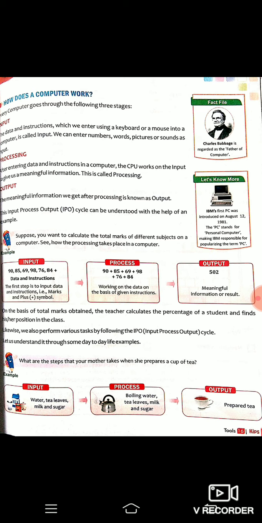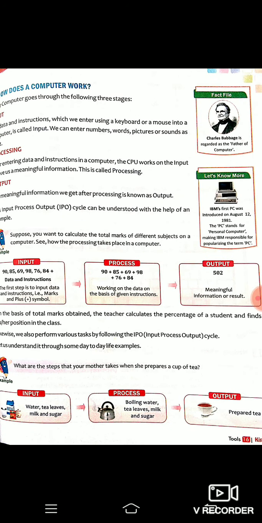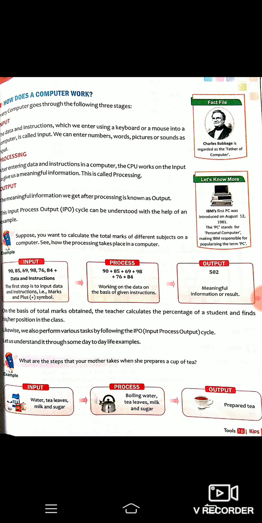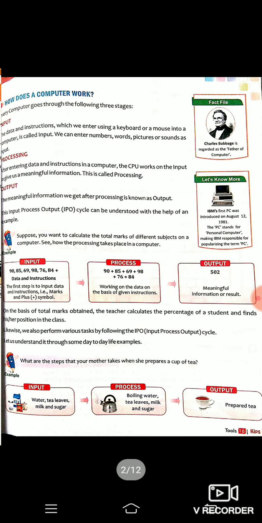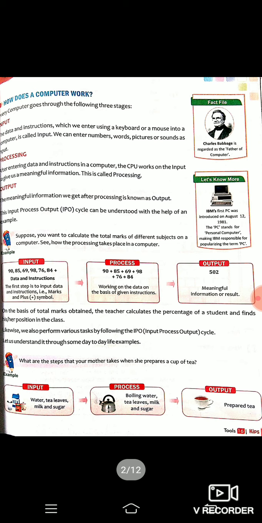Okay, another real life example is making tea. Suppose you have seen your mother making tea or making milk for you. We can understand this process with the help of the IPO cycle. So in the process of making tea, how can we understand the IPO cycle? First let's talk about input. Whenever we want to make tea, first we collect the ingredients like water, tea leaves, milk and sugar. These all are the inputs.